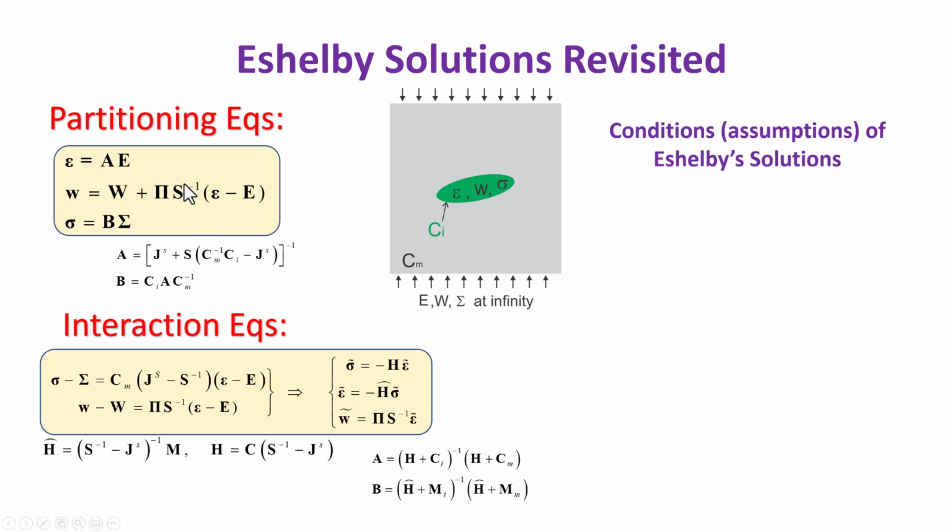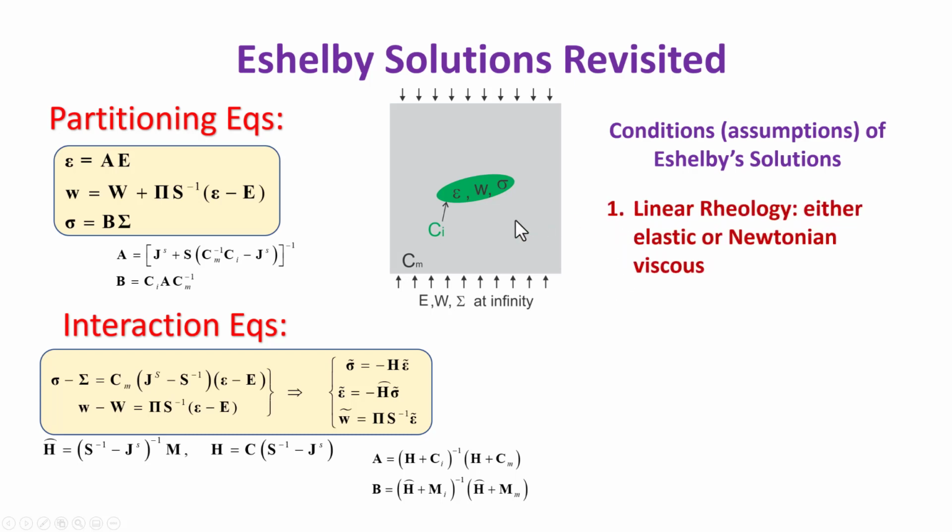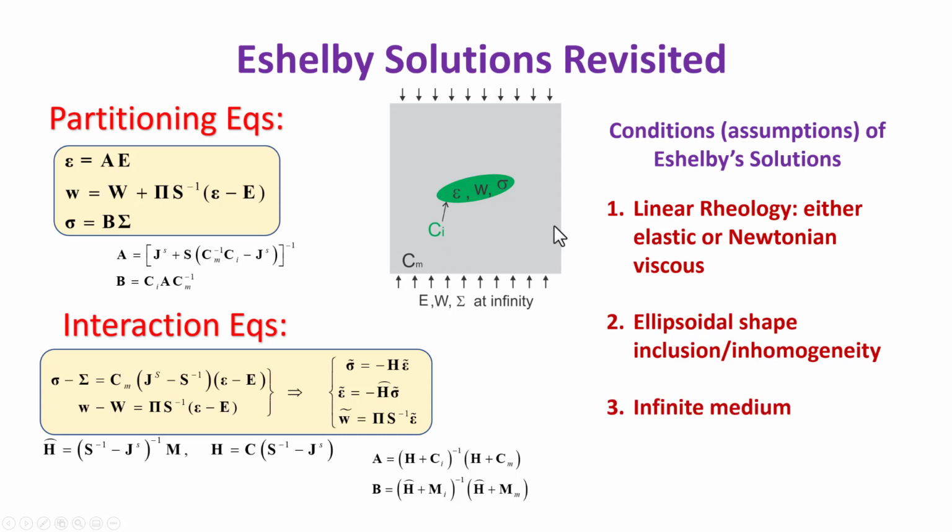As elegant as they are, the partitioning equations are applicable under strict assumptions, and these assumptions include: first, both the matrix and the RDE are supposed to be either linearly elastic or linearly viscous. The inhomogeneity is assumed to be ellipsoidal in shape. The matrix is assumed to be infinite in extension, and finally, the matrix is rheologically uniform.